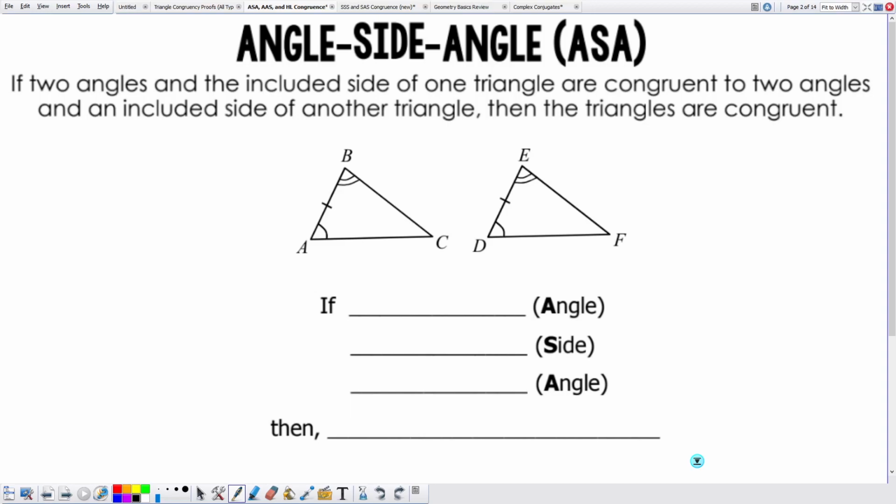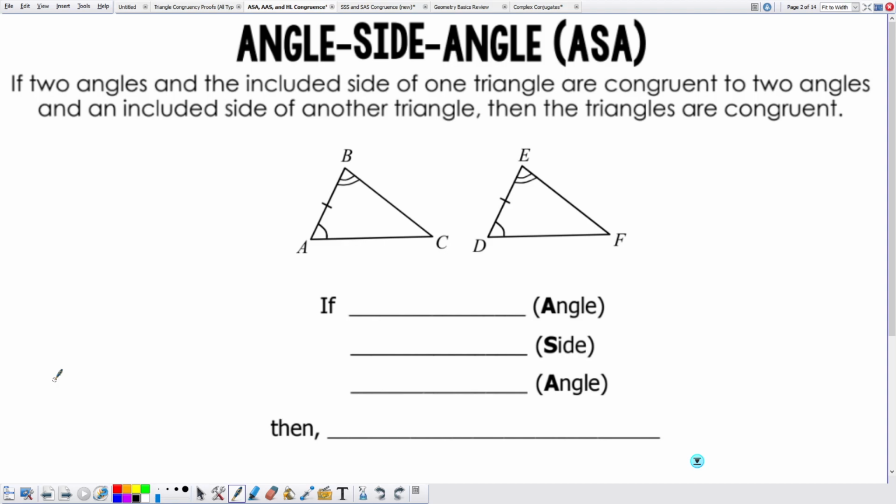Hello again. Our next type of triangle congruence proof is something called the angle side angle proof. Hopefully we're getting a hang of how these things work by now, but this one states if two angles and the included side of one triangle are congruent to the two angles and the included side of the other, then the two triangles are congruent.